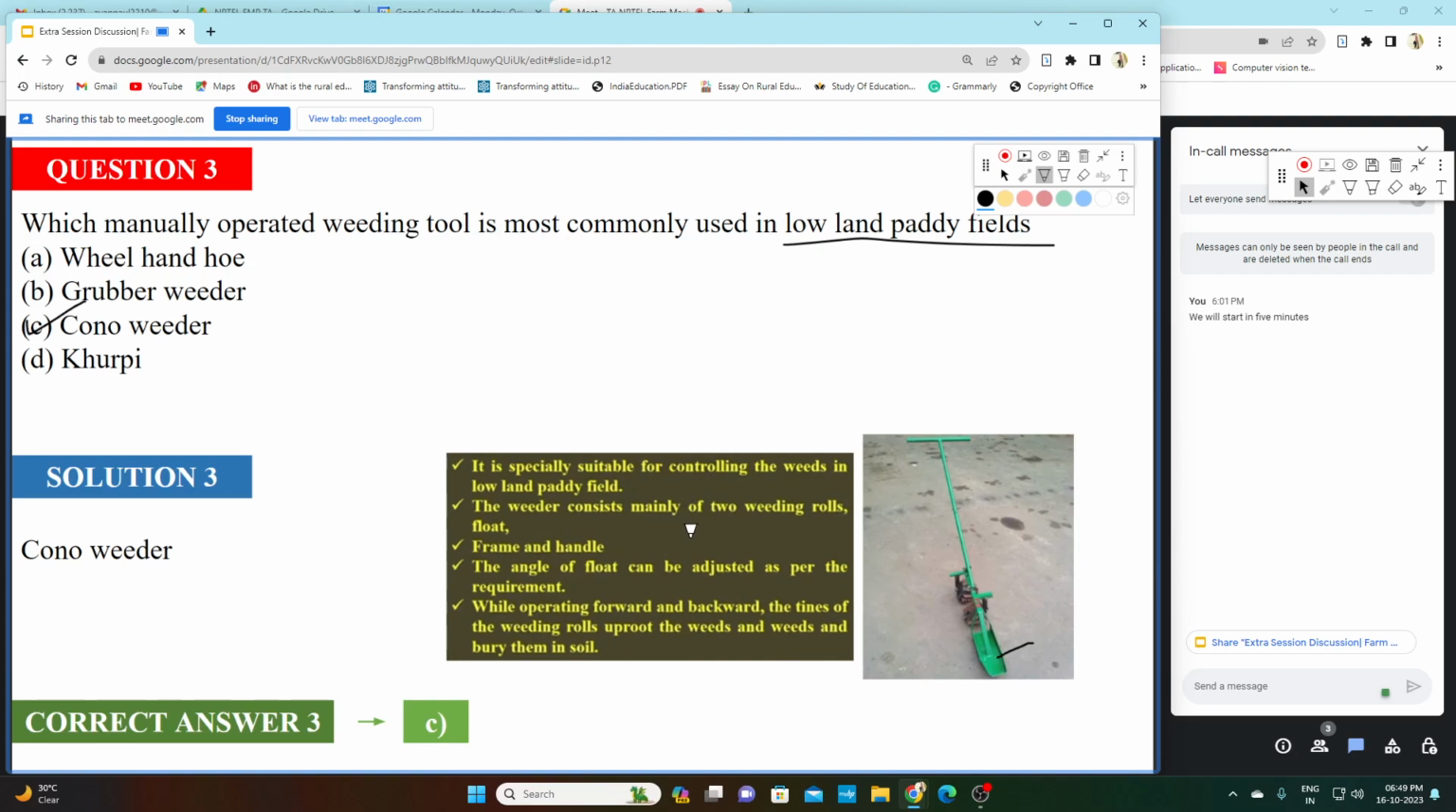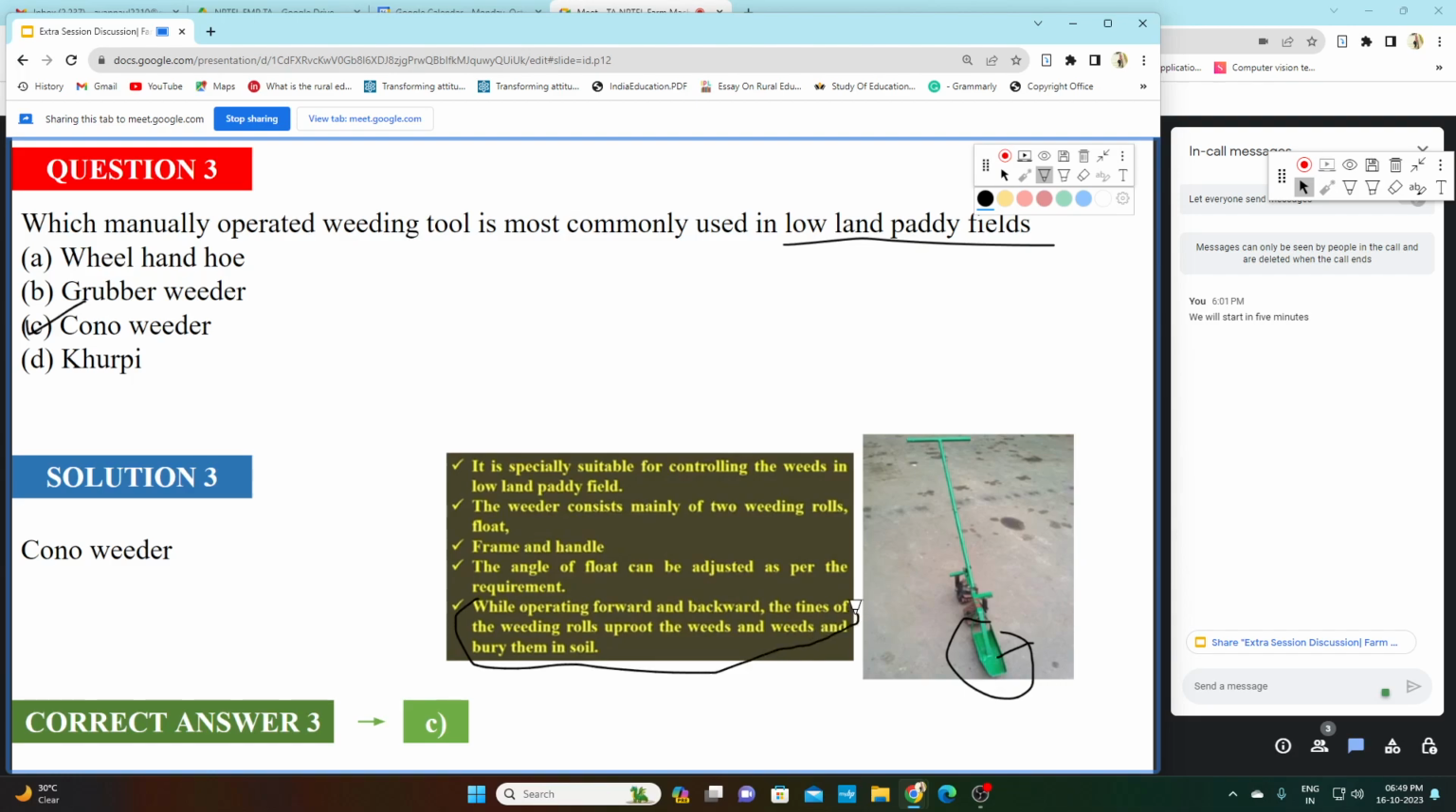The weeder consists mainly of two weeding rows and a float. This is the float. This is the most important part. It prevents your weeder from sinking inside the soil. Then frame and handle. This is the frame and handle. The angle of the float can be adjusted as per the requirement. And while operating forward and backward, the tine of the weeding roll uproots the weeds and buries them into the soil. So these are some of the features of your cono weeder.